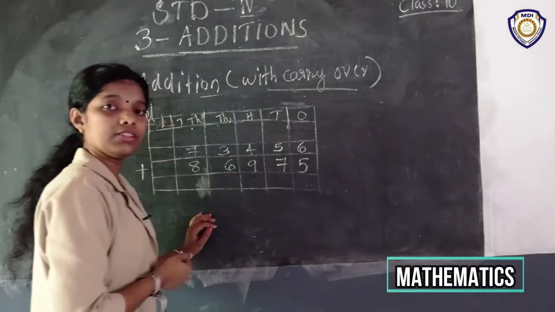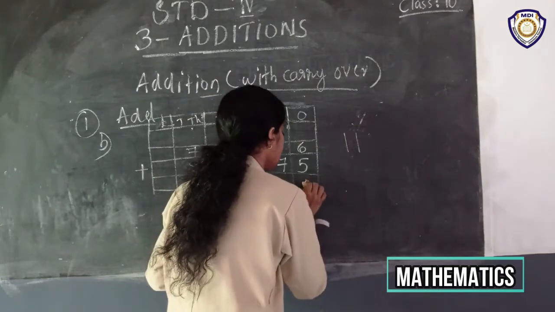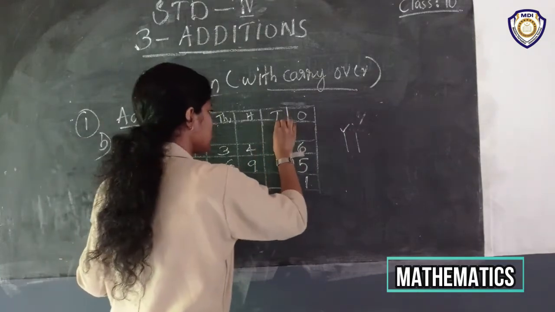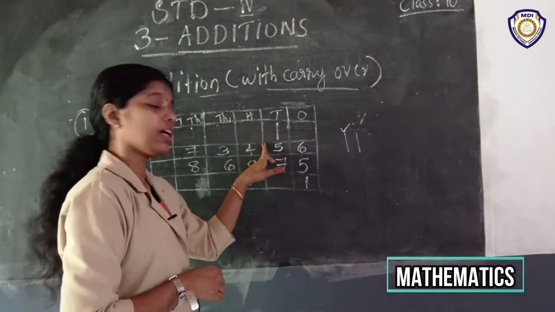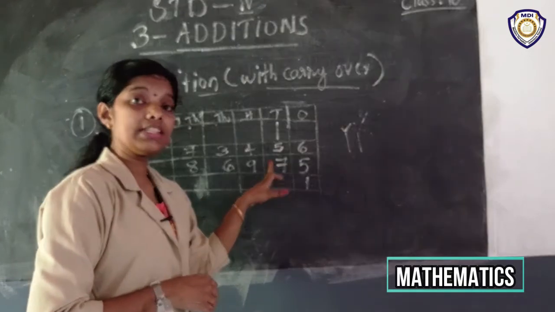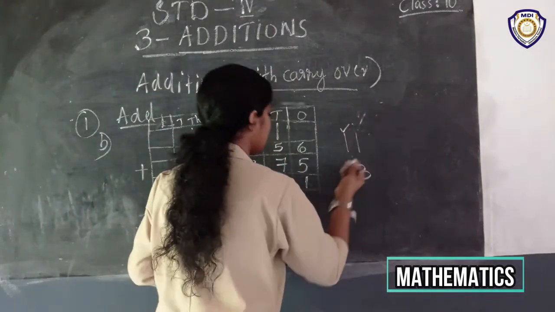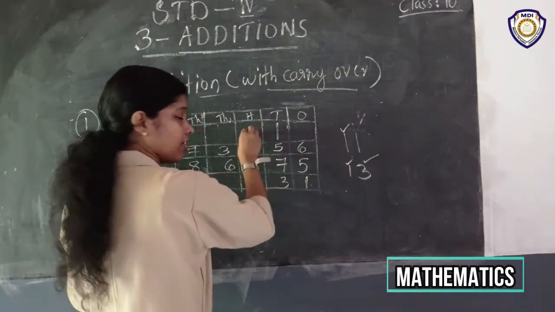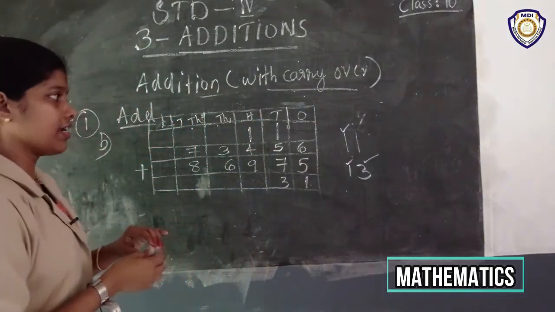6 plus 5, 11. 1 is here. 1 is carried to the tens place. 1 plus 5, 6. Then 6 plus 7, 13. Then 3 is here. 1 is carried to the hundreds place.